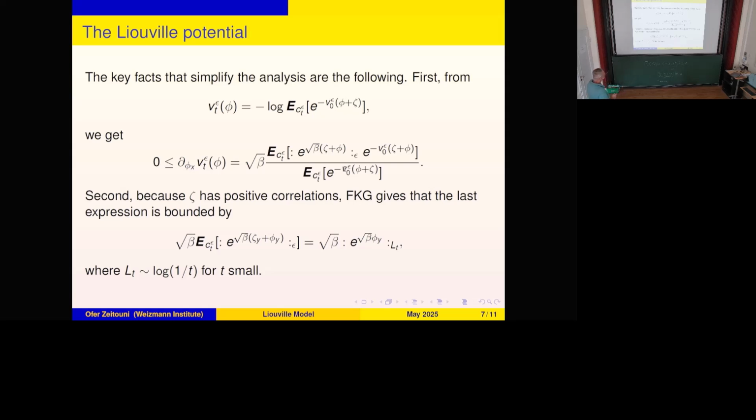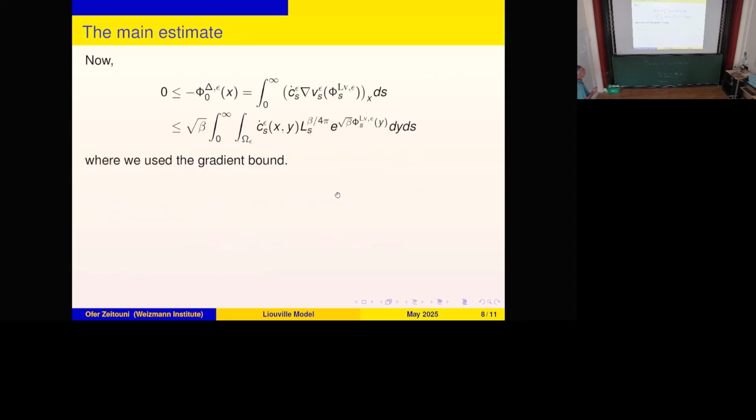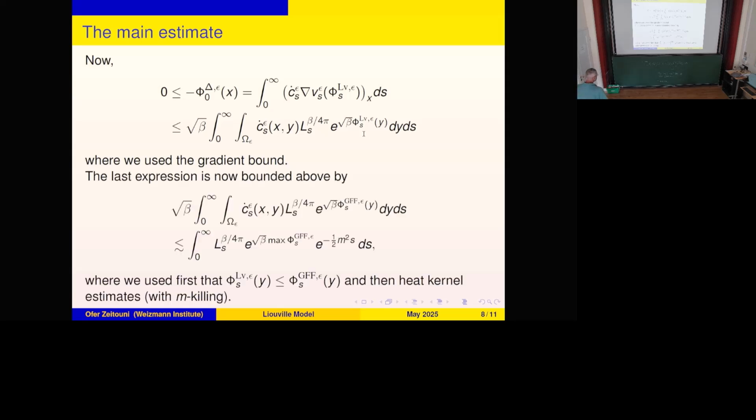And now comes the following thing. Because zeta has positive correlations, you can bound this expectation of a product of two increasing functions by the product of the expectations. Here the Liouville is very important, the fact that your potential is monotone. And therefore, once you do that, and you use the differential equation that we talked about, you end up with, trust me, I've not done anything except to write it explicitly, an expression which looks like that, okay? So you have the exponential of phi. And we used here the gradient bound. And now you have here phi.